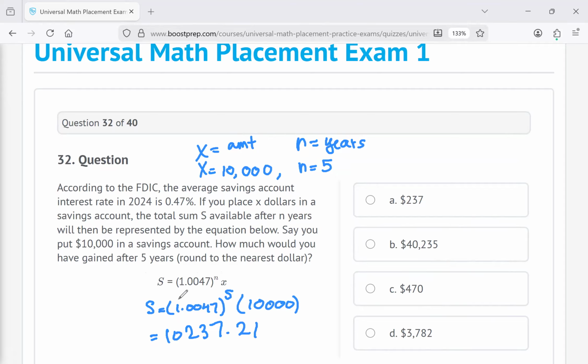So what you have to do is subtract this from your original amount, 10,000. And when you do that, you get 237.2. So 237. That's how much you gain. So this is 237, letter A.